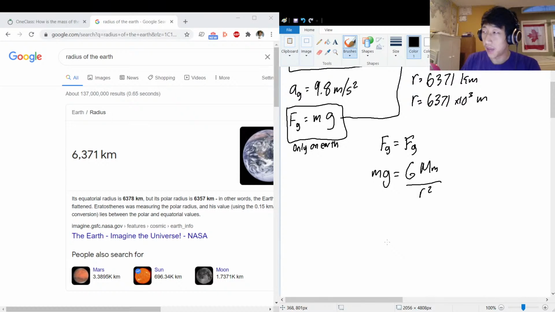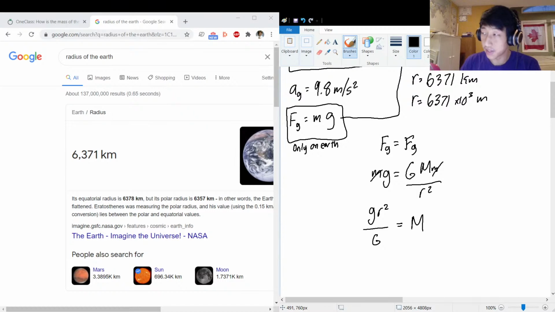We see that we have an m term that multiplies on both sides. We can neutralize those, just remove them from the equation, because if we divide both sides by m, both of those will be neutralized. And then we just want to isolate that big M. That'll be the mass of the Earth. So we can have gR squared, whole thing divided by capital G, and that will give us M, which is the mass of the Earth.